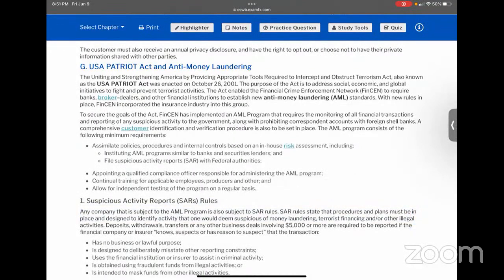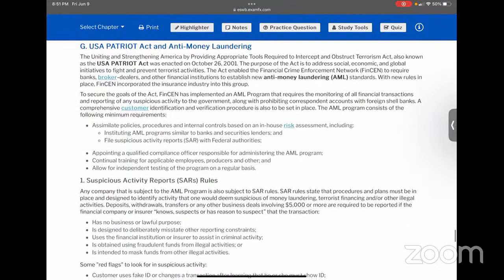To secure the goals of the act, FinCEN implemented an AML program that requires the monitoring of all financial transactions and reporting of any suspicious activity to the government, along with prohibiting correspondent accounts with foreign shell banks. A comprehensive customer identification and verification procedure is also to be set in place.